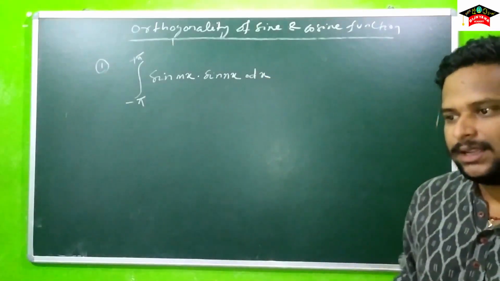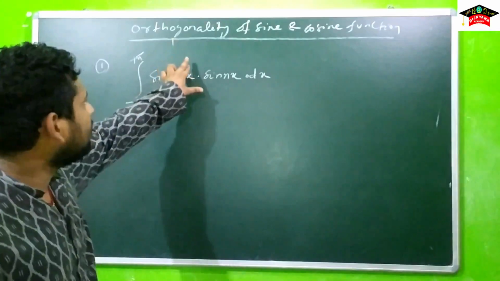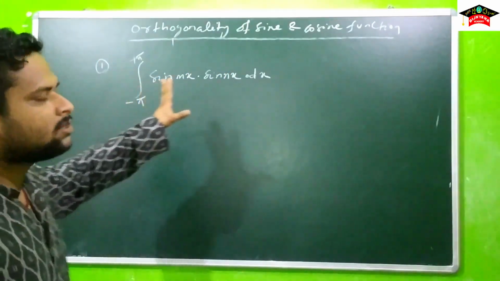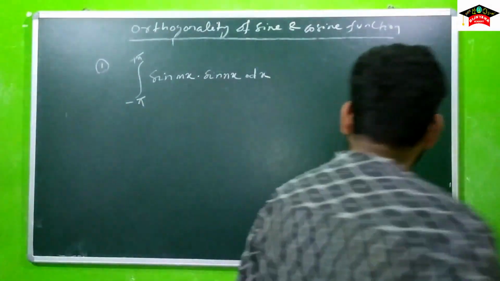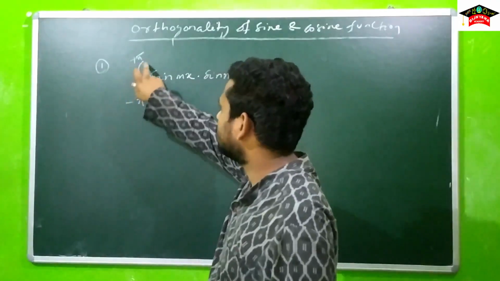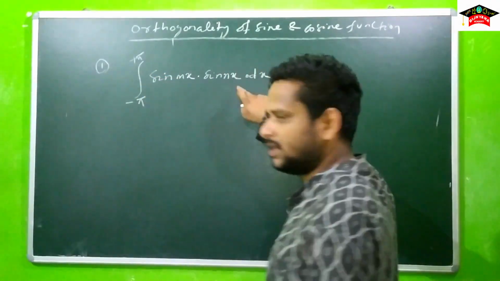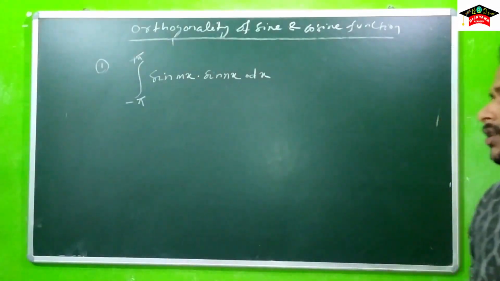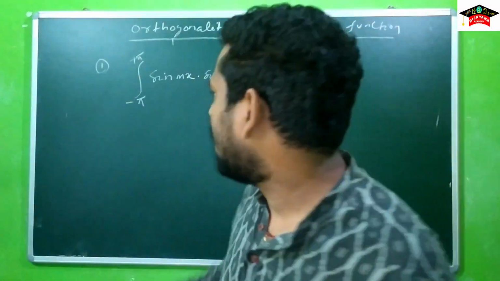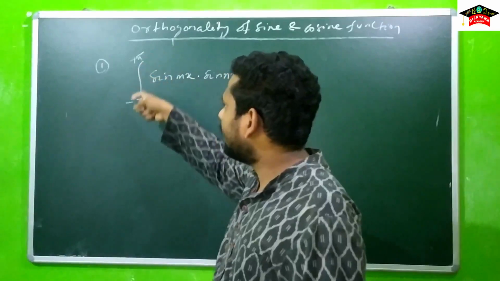So to get the exact value, or to relate the integration to the orthogonality of a coordinate system, we have to take some suitable integration limit. Otherwise, the value will not be defined, or the value will not be a constant. So I have taken minus pi to plus pi because in this limit these two functions are periodic. We have seen that the sine function is periodic in the interval from 0 to pi, and this interval is also 0 to pi, because the interval is higher limit minus lower limit.